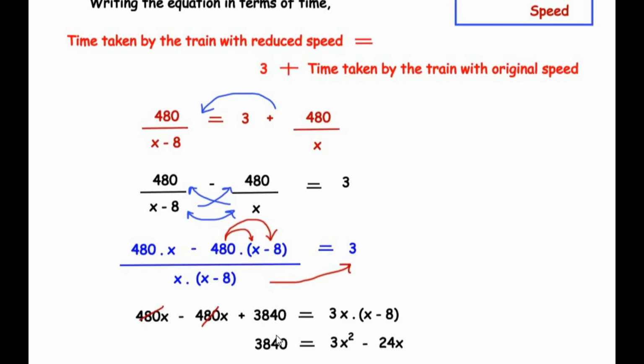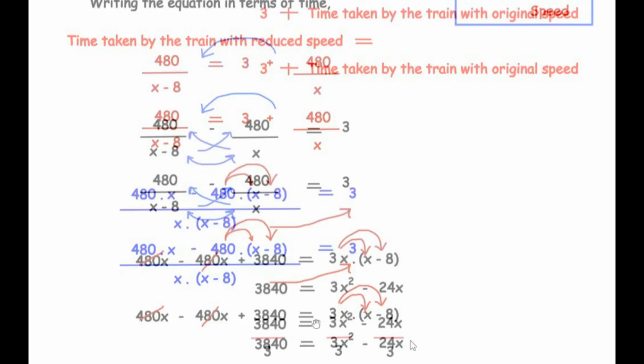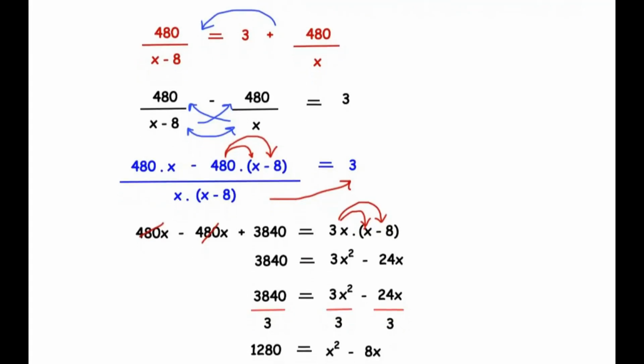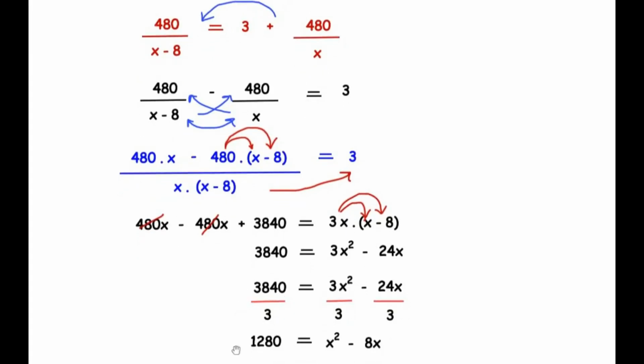So we are left with 3840 is equal to, now on the right hand side I have expanded the brackets, that is 3x multiplies with x giving us 3x square and 3x multiplies with negative 8 giving us negative 24x. Now all these three terms are divisible by 3. So I am going to reduce this equation. So when we divide 3840 by 3 we get 1280, and here 3 divides 3x square giving us x square, and 3 divides negative 24x, that is 3 one times, and 3 negative 8 times gives us negative 24. So 1280 is equal to x square minus 8x.